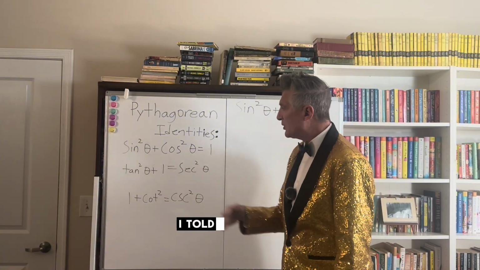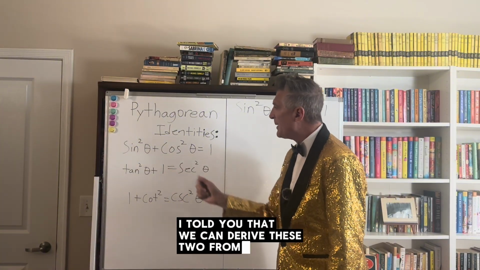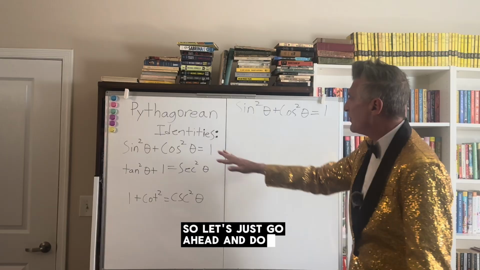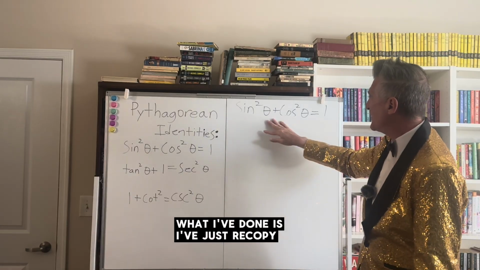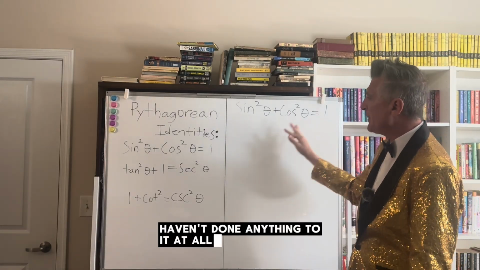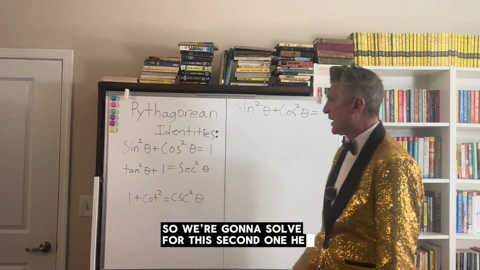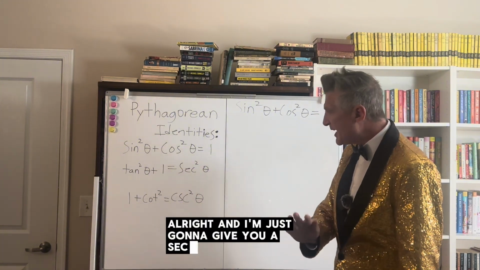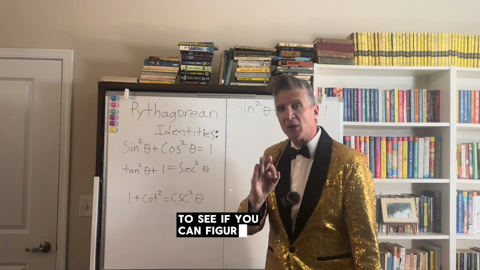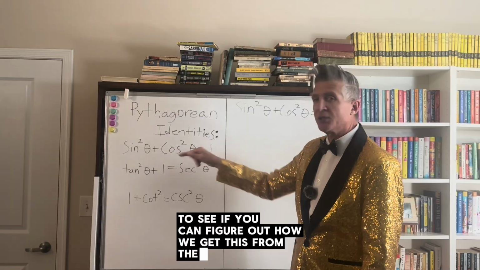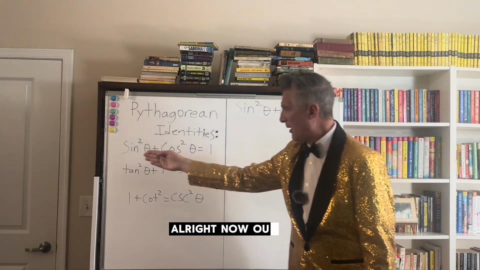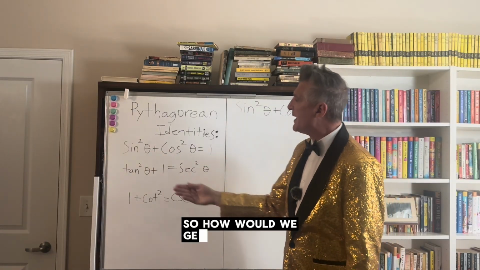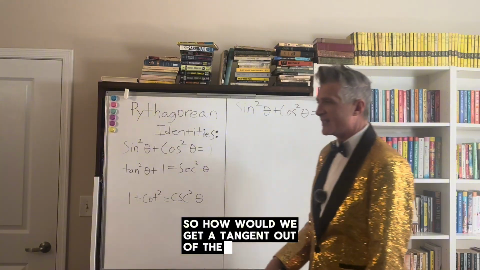So let's go ahead. I told you that we can derive these two from this line, so let's just go ahead and do that. What I've done is I've just recopied this up here. I haven't done anything to it at all. So we're going to solve for this second one here, all right? And I'm just going to give you a second to look at this to see if you can figure out how we get this from the top line here, all right? Now our first one is sine. So how would we get a tangent out of the sine?